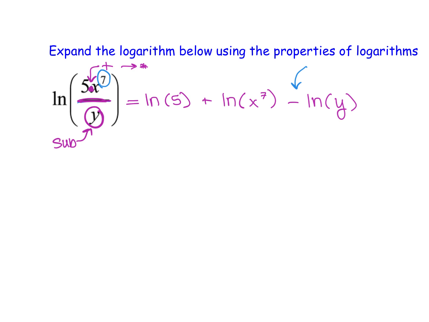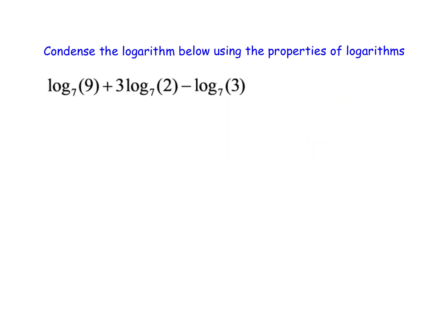Then from here, what we need to do is we need to deal with the power. And we know that we can bring our powers out in front. So I'm going to bring my power out in front here. So as a result, my final answer is going to be the natural log of 5 plus the 7 natural log of x minus the natural log of y.